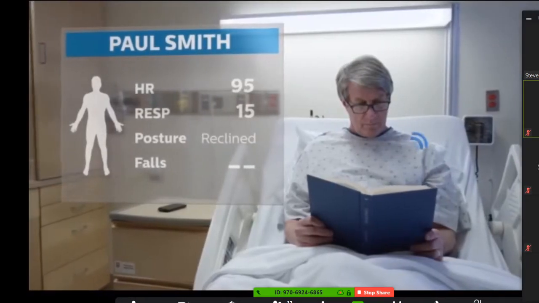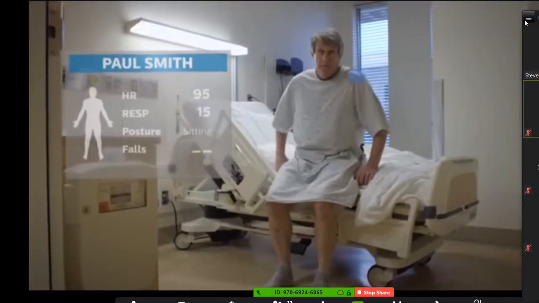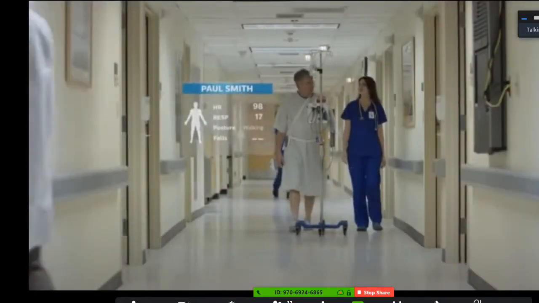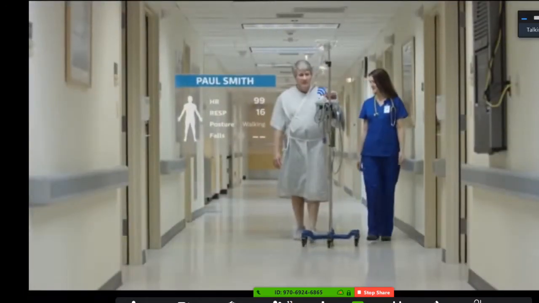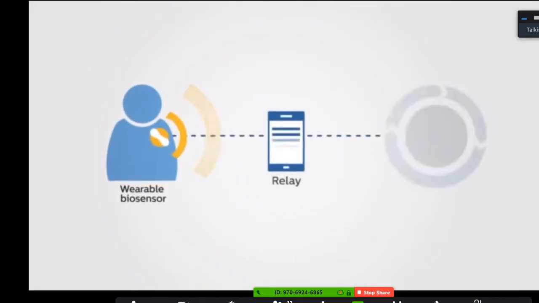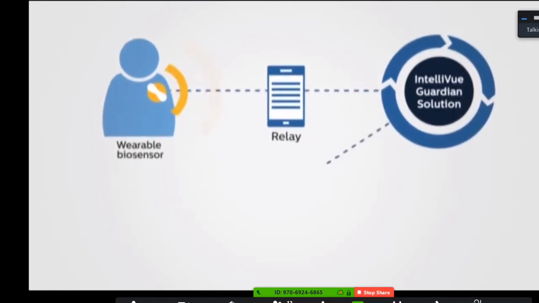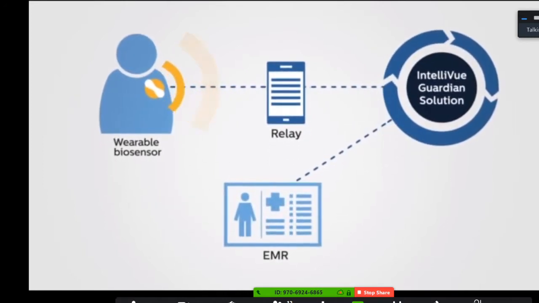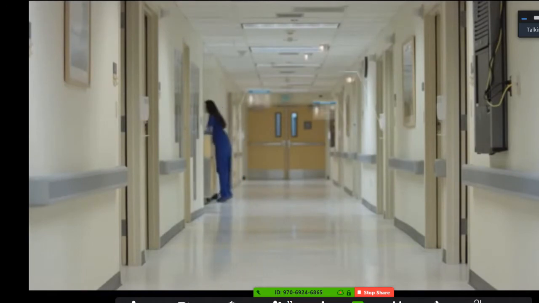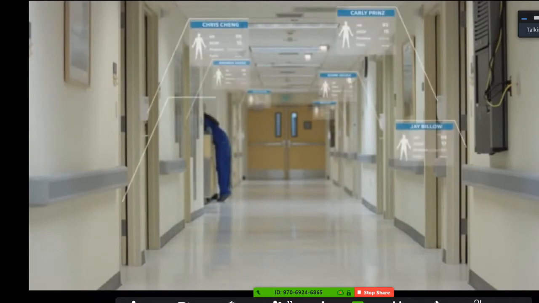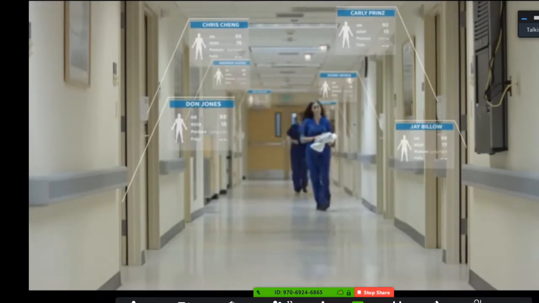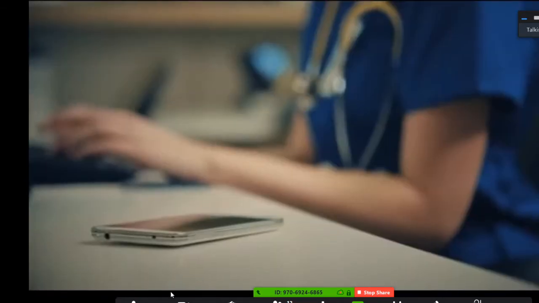The single patient use biosensor offers a broad range of continuous measurements, while giving patients enhanced comfort and mobility. Patient data is sent to the Philips IntelliView Guardian solution, which analyzes the combined trend of the measurements and updates the patient's EMR. For hospitals feeling the strain of limited staff, the wearable biosensor and IntelliView Guardian solution provide your nurses peace of mind in the hours that pass between spot checks.